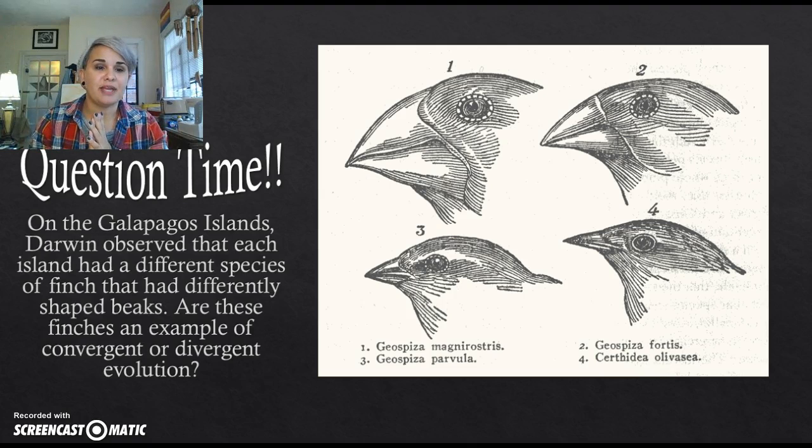All right, question time again. On the Galapagos Islands, Darwin observed that each island had different species of finch that had differently shaped beaks. Are these finches an example of convergent or divergent evolution?